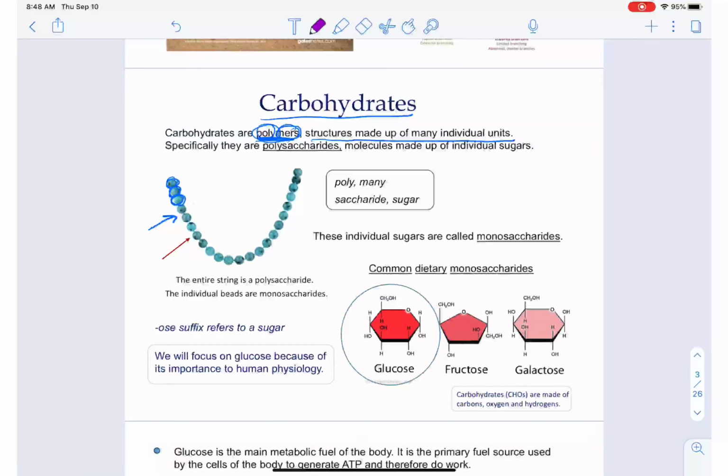But with carbohydrates, we can be a little more specific. Not only are they polymers, but specifically, they are polysaccharides. They're molecules made up of many individual sugars. Saccharide refers to sugars. And so this necklace can represent the structure of a polysaccharide. The entire thing is a polysaccharide, but the polysaccharide is made up of many individual sugars. Each one of these beads is an individual sugar. And we call those individual sugars monosaccharides.